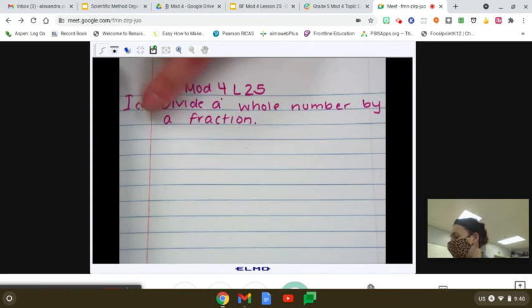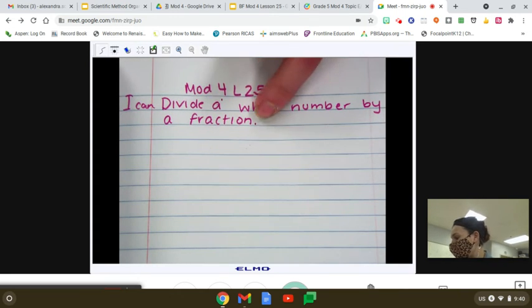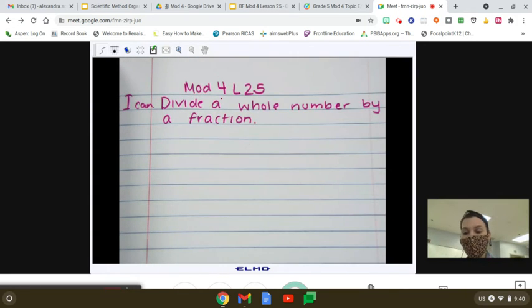And then, I can divide a whole number by a fraction. Copy that down. Pause the video if you need a second, then unpause it when you are ready. So today we are going to be talking about dividing fractions, or dividing with fractions. So a whole number by a fraction, taking a whole number and splitting it by fractions.